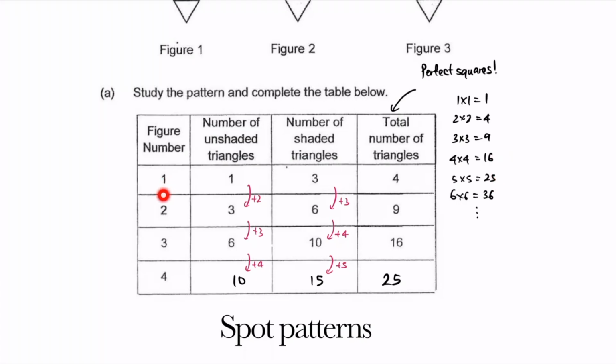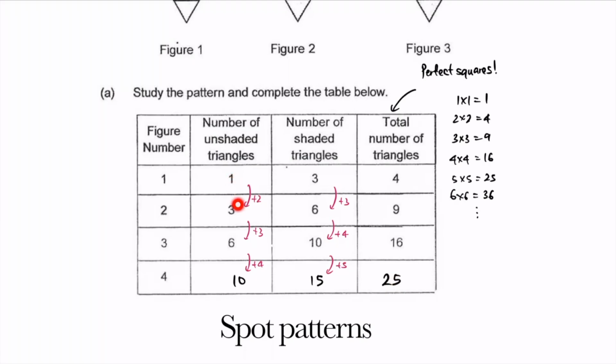So for figure 1, we've got 2 times 2. Figure 2, 3 times 3. Figure 3, 4 times 4. Figure 4, 5 times 5. Figure 10, we would have 11 times 11, for example. So already we know this part here.